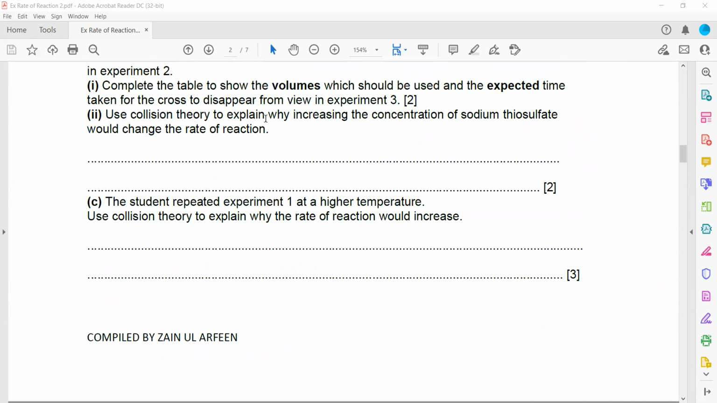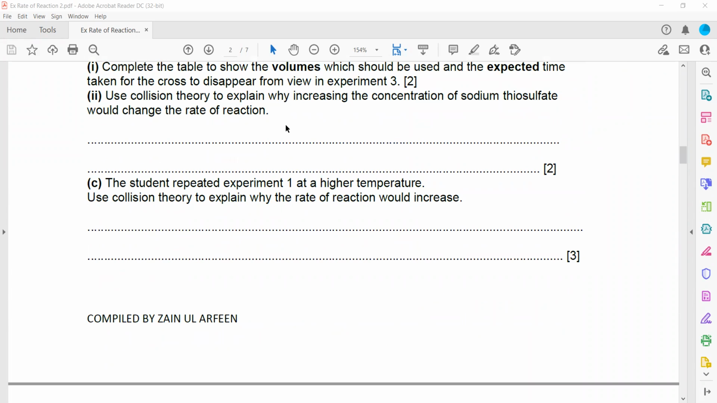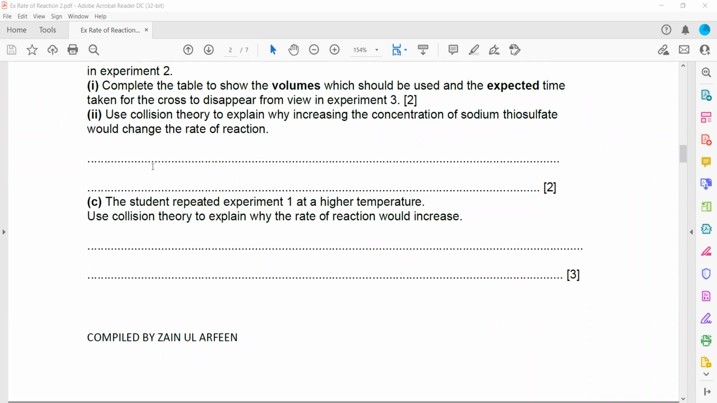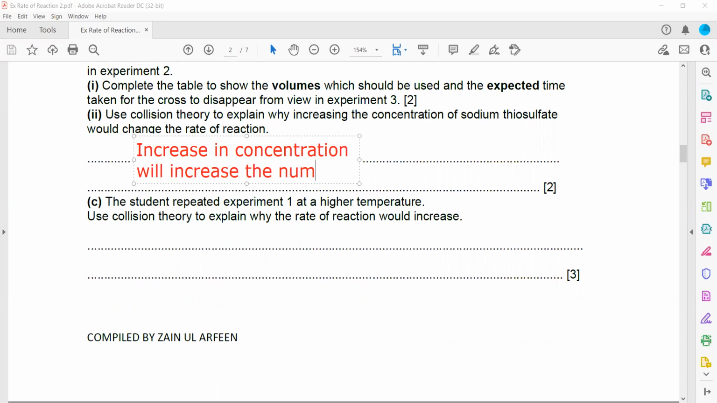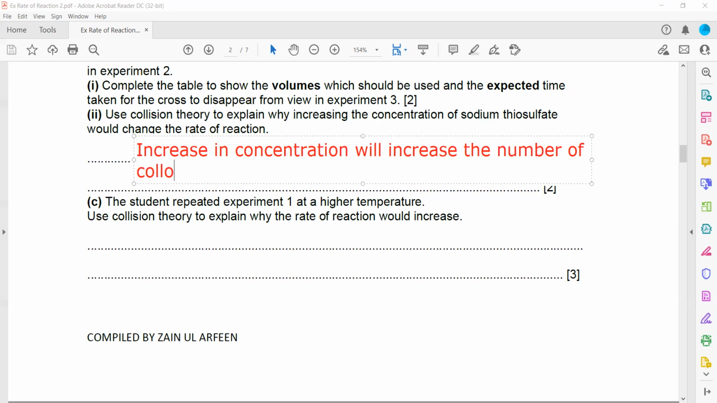In the next question, use the collision theory to explain why increasing the concentration of thiosulfate will increase the rate of reaction. So when we increase the concentration, it will increase the number of effective collisions, which increases the rate.